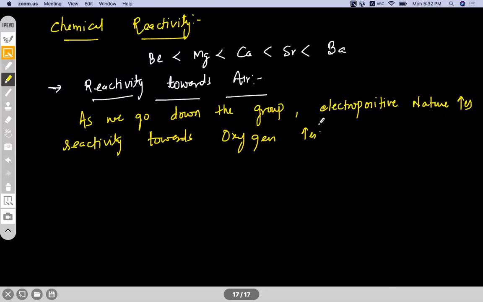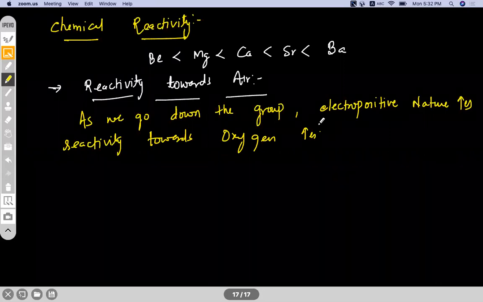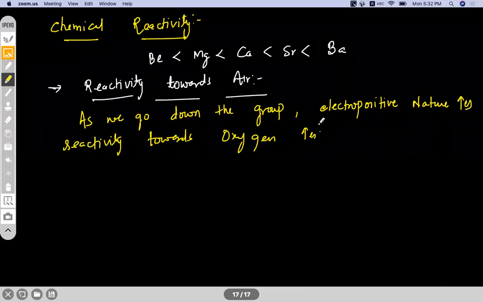Among all these elements, beryllium and magnesium do not react with oxygen easily. They form an oxide layer on their surface, and hence further reaction is hindered. But at higher temperature, the reaction is possible. So write down this point.